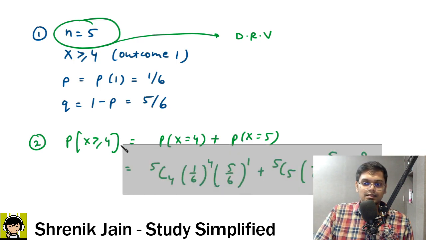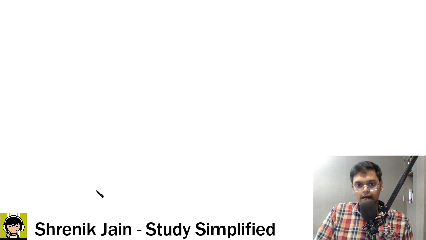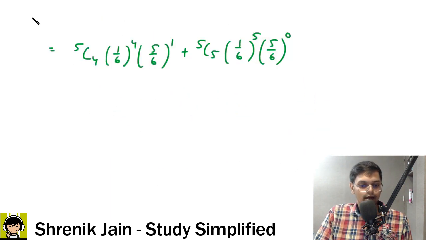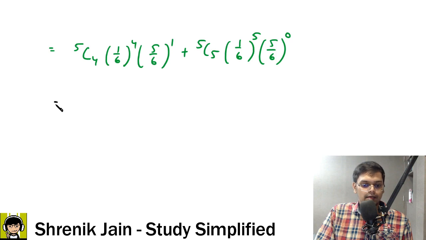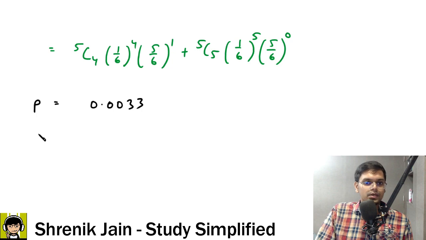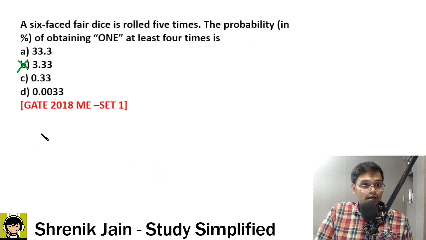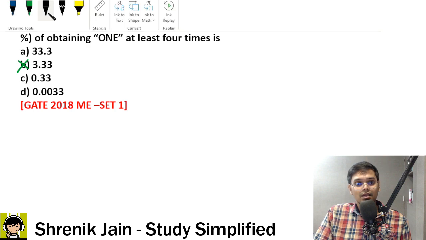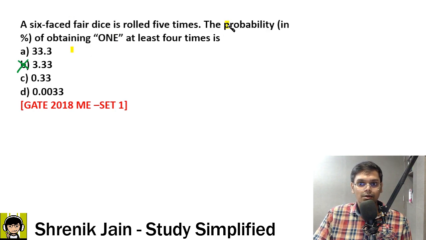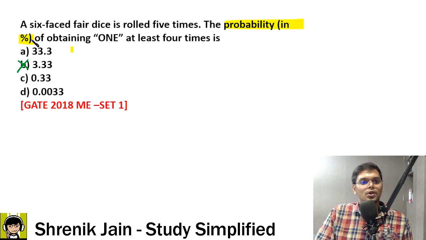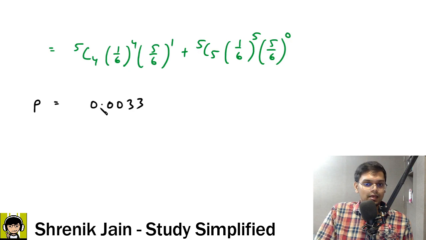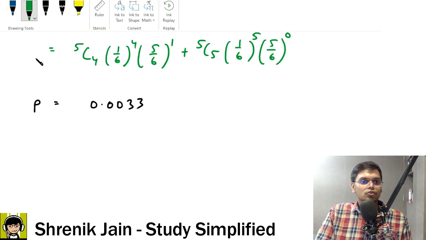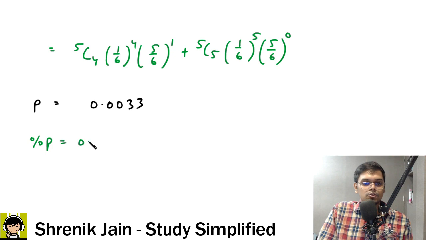Now if you take this calculation to the next slide, this is equal to, if you solve it, 0.0033. But this is the probability. They don't need the probability. Please check it out. Do not say Delhi. They don't need the probability. Why? They need probability in a percentage. Probability is 0.0033, so percentage probability is 0.0033 into 100, which is 0.33 percent.